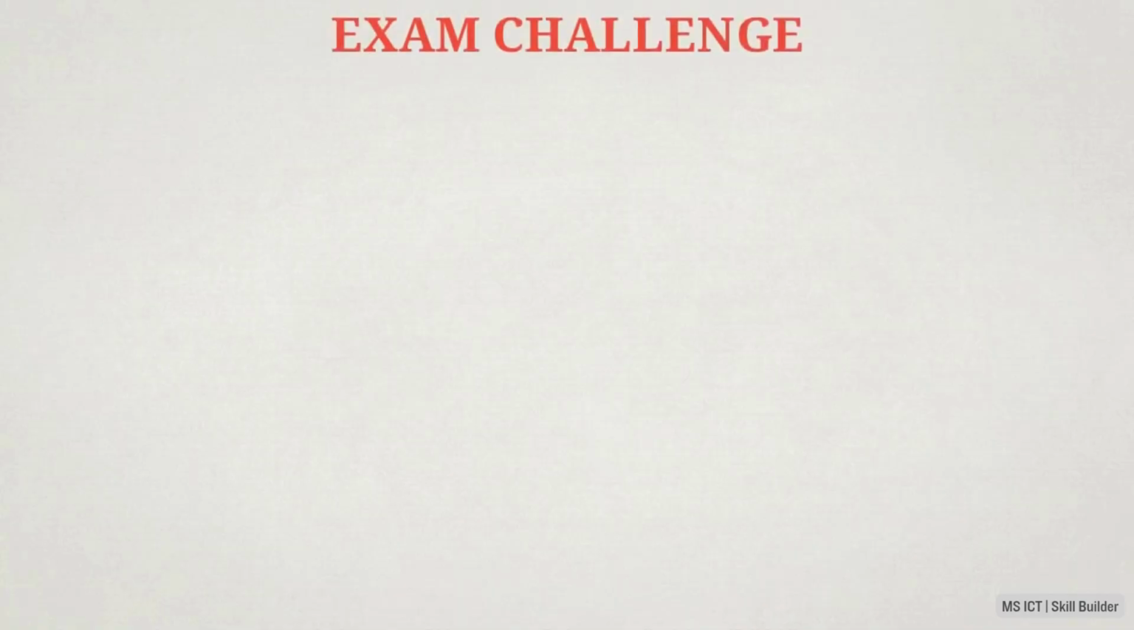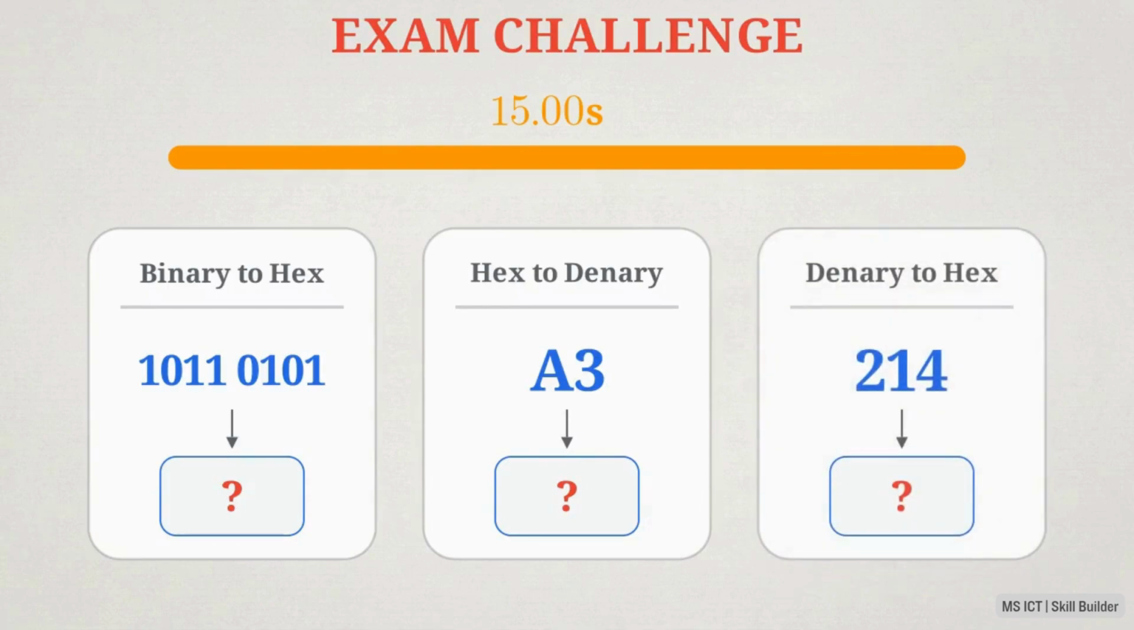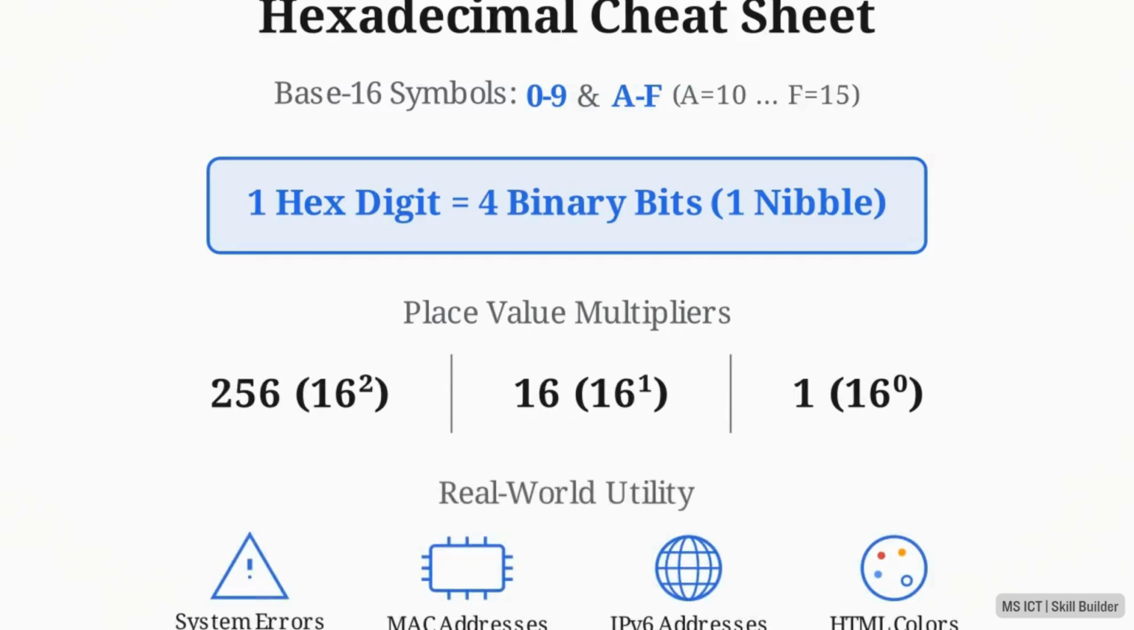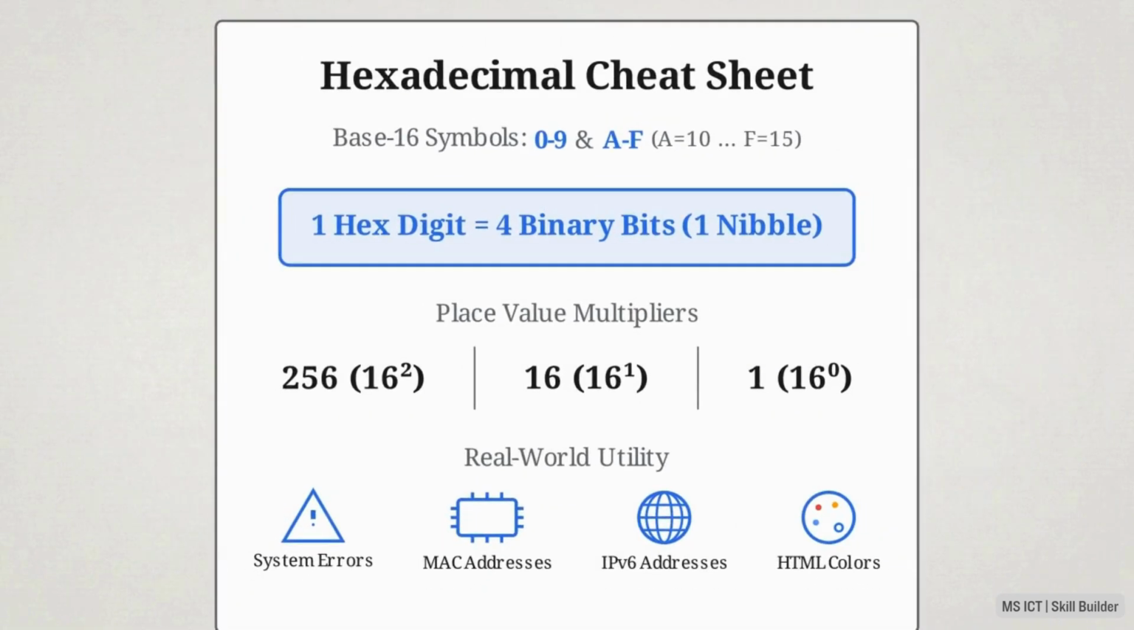Let's lock this in right now. You have 15 seconds to tackle 3 rapid-fire conversions across binary, hex, and denary. Go! Check your answers against this visual cheat sheet. It contains the nibble rule, your place values, and the real-world applications. Take a screenshot of this right now for your exam revision.